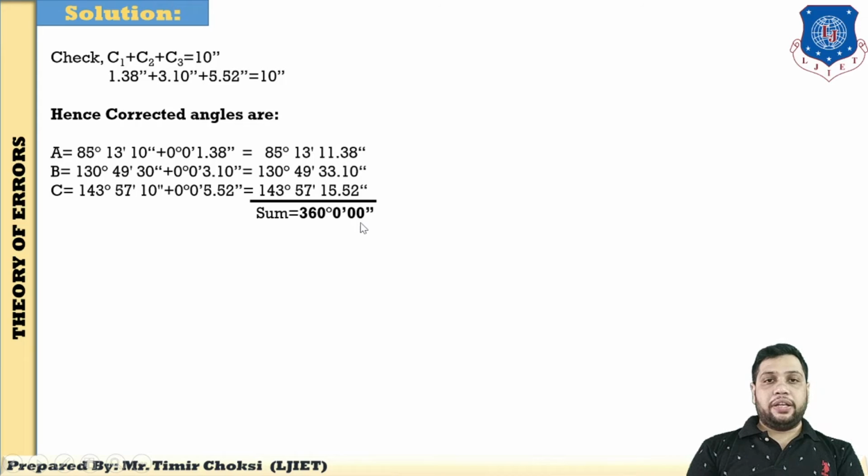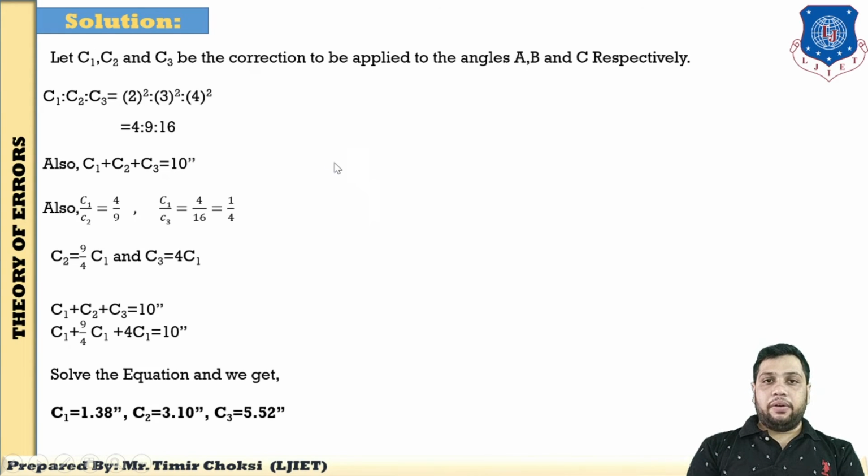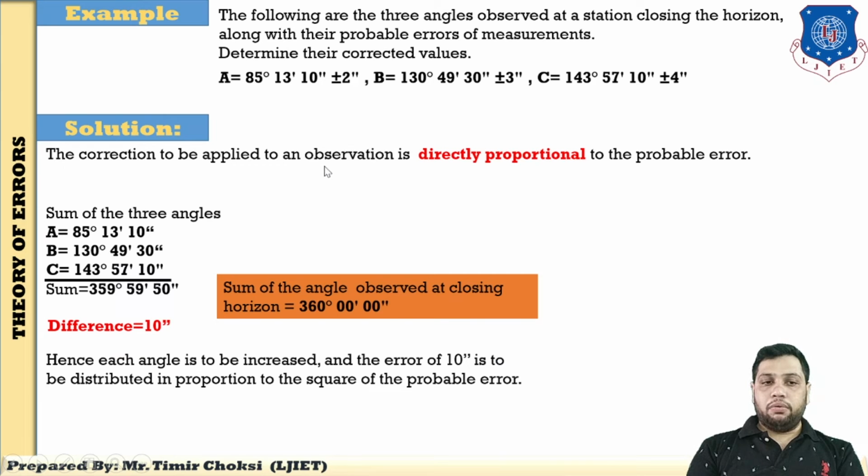So this method is used to distribute the error. Here the 10 seconds is distributed following rule number 2. You cannot directly divide 10 seconds by 3, giving 3.33 seconds, and add it to all the observed angles. This is a wrong method. Here the 10 seconds is distributed following rule number 2: the correction to be applied to an observation is directly proportional to the probable error. Why is this rule used? Because here the probable error is given.